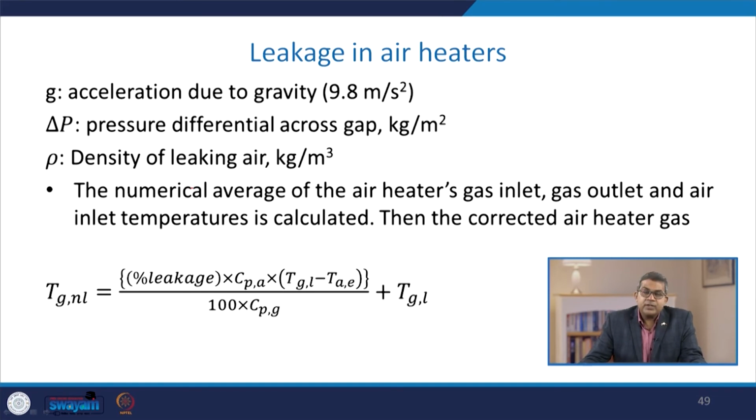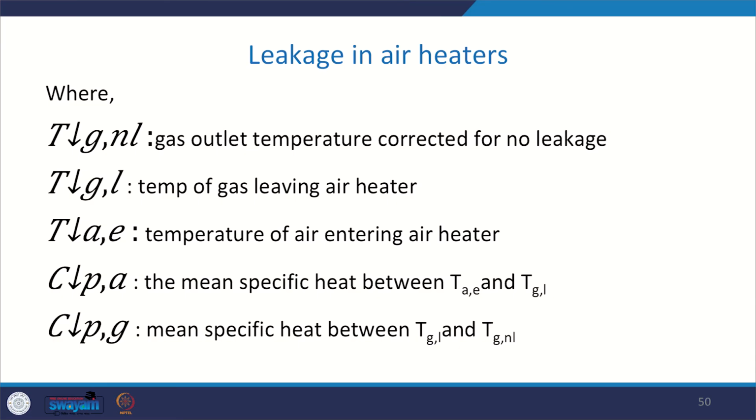The numerical average of the air heater's gas inlet, gas outlet and the gas inlet temperature is usually calculated, and the corrected air heater gas outlet temperature, that is TGNL, equals percentage leakage into Cp into (TGL minus TAE) upon 100 into (CPG plus TGL). Now, here TGNL is the gas outlet temperature corrected for no leakage, TGL is the temperature of gas leaving the air heater, and TAE is the temperature of air entering into the air heater.